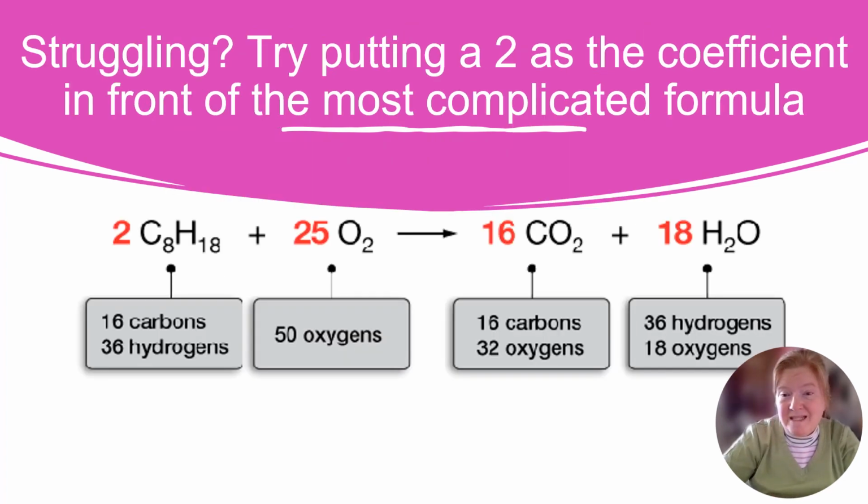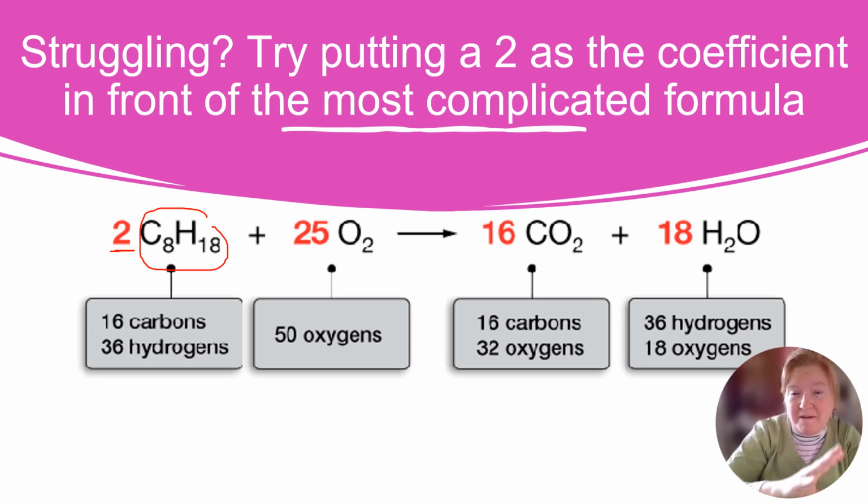All right, and the next thing I would say, if you're struggling, try putting a 2 as the coefficient in front of the most complicated formula or the one that has the most elements in it. And in this case, it would be this one, put a 2 here, and then amazingly, when you work through everything, you can get it to balance that way. So that's a good place to start.